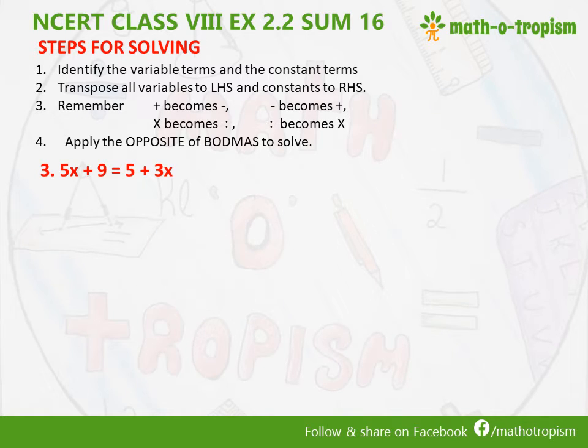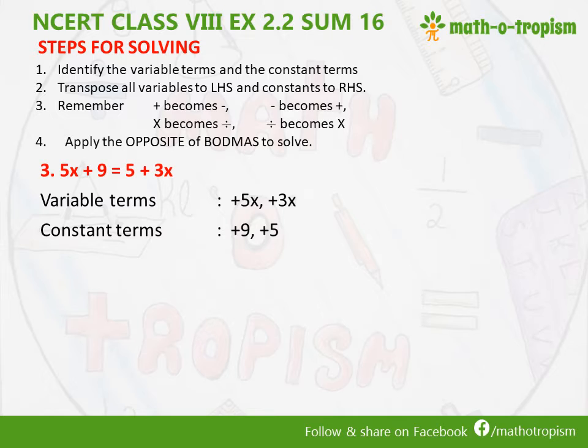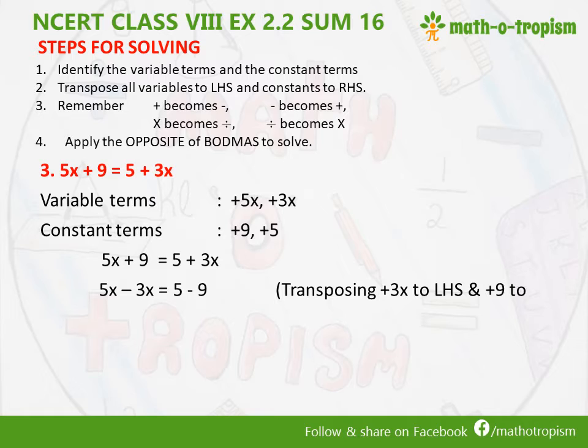Next sum is 5x plus 9 is equal to 5 plus 3x. Identifying the variable terms, it is plus 5x on the left hand side and plus 3x on the right hand side. Constant terms are plus 9 and plus 5. So we take the equation and we now transpose the variables to the left hand side and constants to the right hand side. So 5x minus 3x is equal to, on the right hand side we already have a 5, so first write the right hand side term 5 and then bring the 9, that is the constant term on the left hand side, to the right hand side. So plus 9 becomes minus 9.